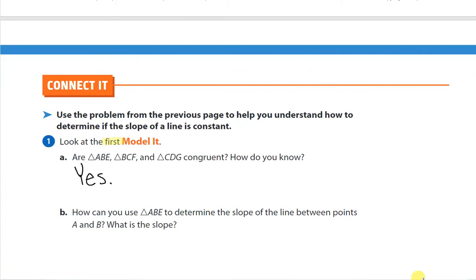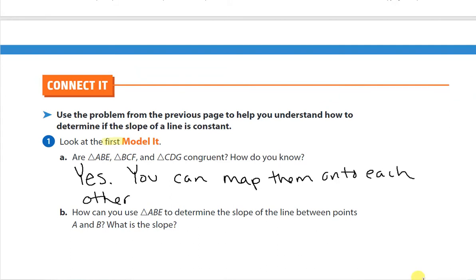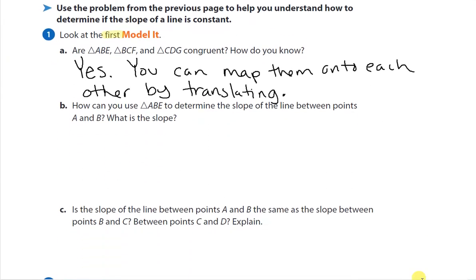Yes. Let's use our fancy math language. You can map them onto each other by translating. And rigid translations are congruent. I won't make you write that. You can write that if you want to. Rigid translations are congruent. Okay, how can you use triangle ABE to determine the slope of the lines between points A and B? And what is the slope?